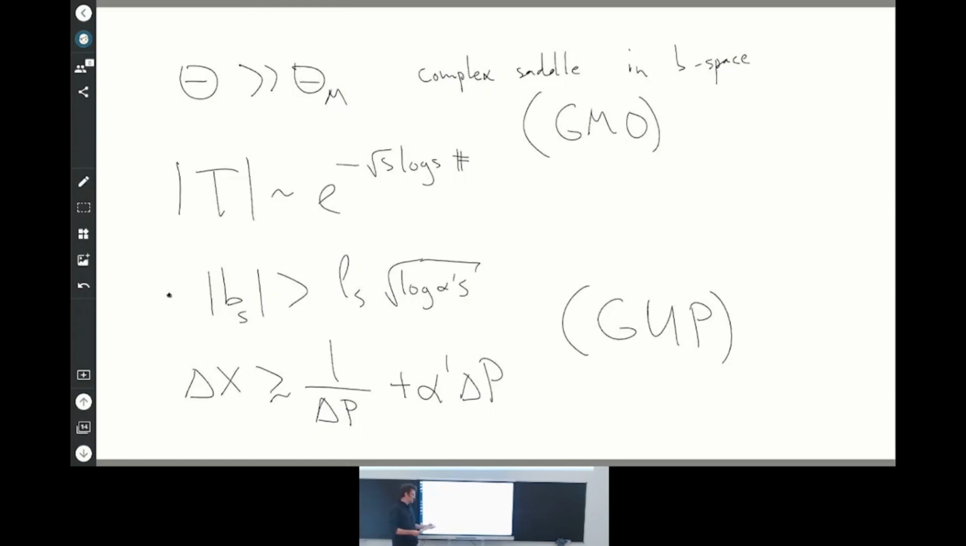But the precise statement is that if you do this tree-level computation, your saddle point and the impact parameter space is always like this. So that's a comment I wanted to make.